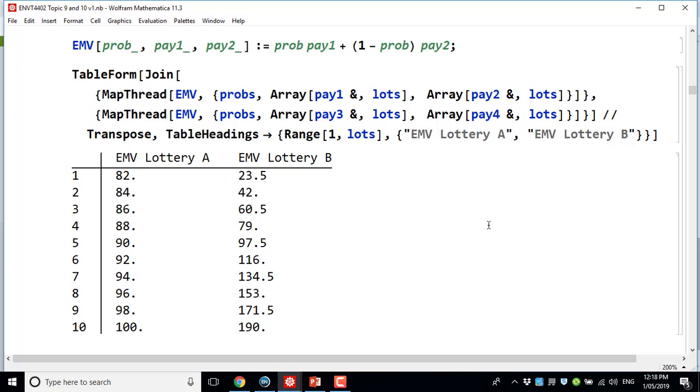For example, in lottery A, gamble A, the expected monetary value from lottery A is $82, whereas the expected monetary value from lottery B is only $23.5. If we go down, then we have here gamble number 10, we have this 100 and 190. But you can see that the relative difference is changing as you move along through the gambles.